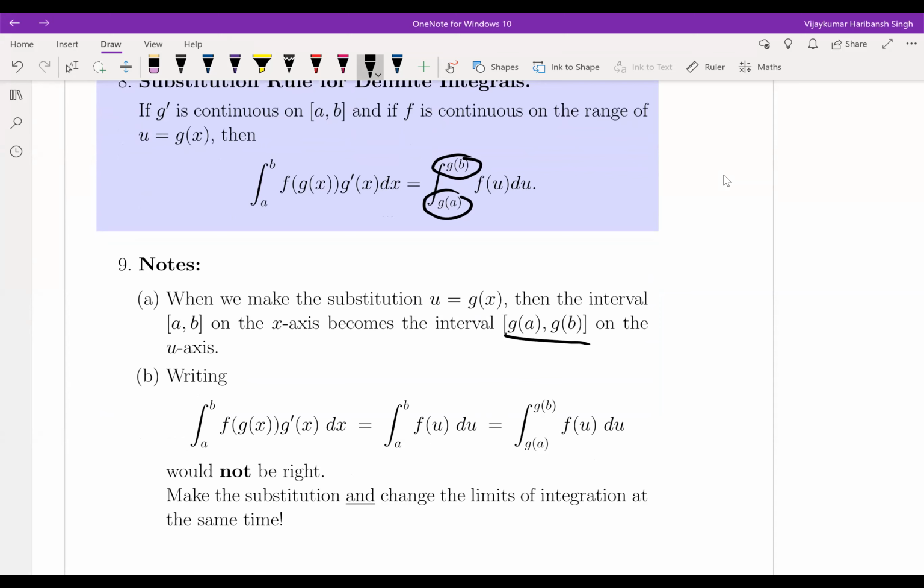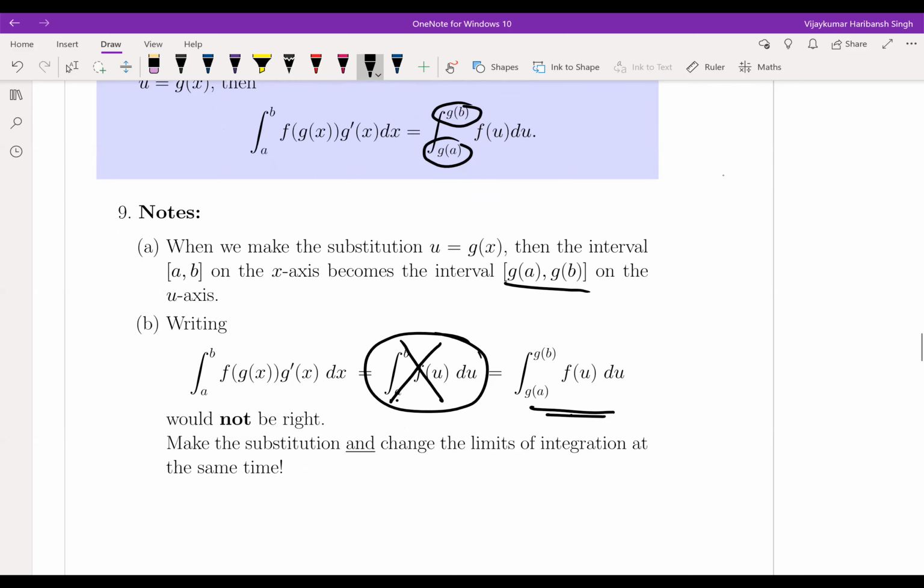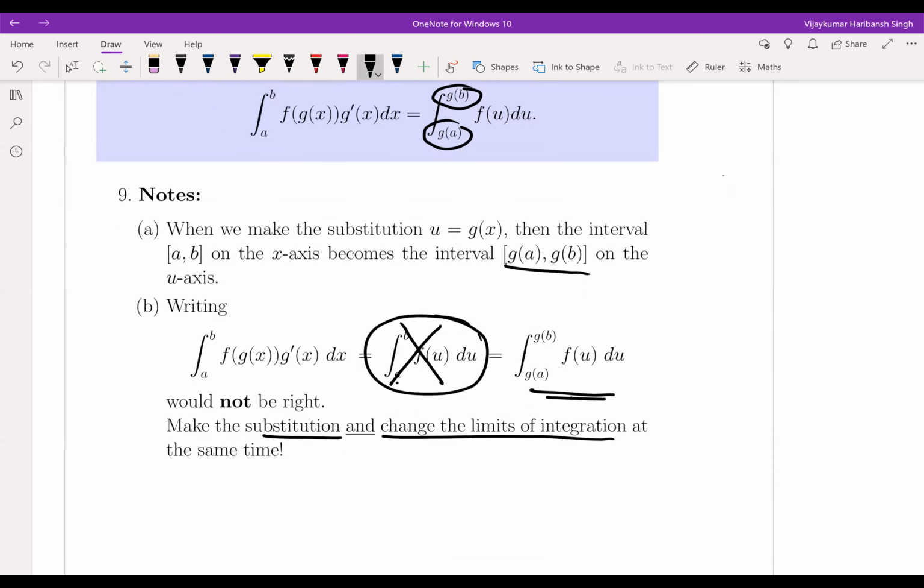So writing the integral from a to b of f of g of x, g prime of x dx as equal to the integral from a to b of f of u du, is that right? Why is this not correct? Because now everything is happening in the g of a, g of b interval. So this is the right setup. When you're doing the substitution rule, you make the substitution and change the limits of integration at the same time. Okay, so let's look at an example now.